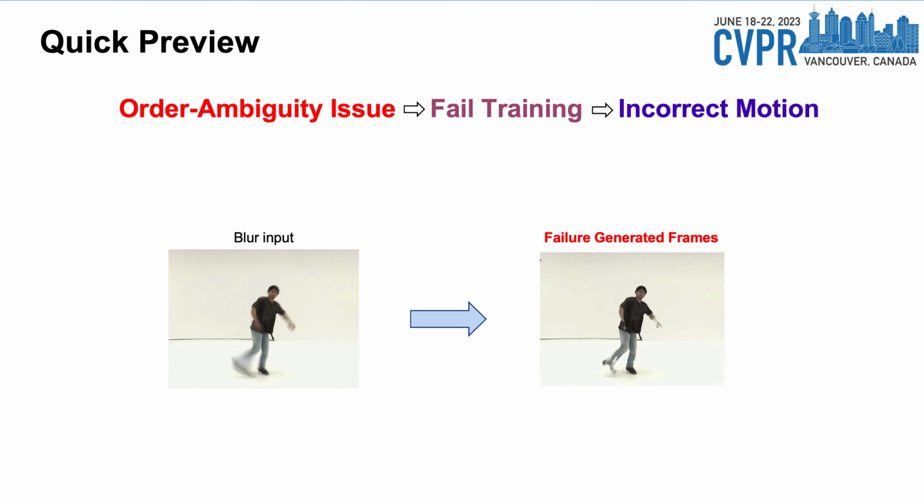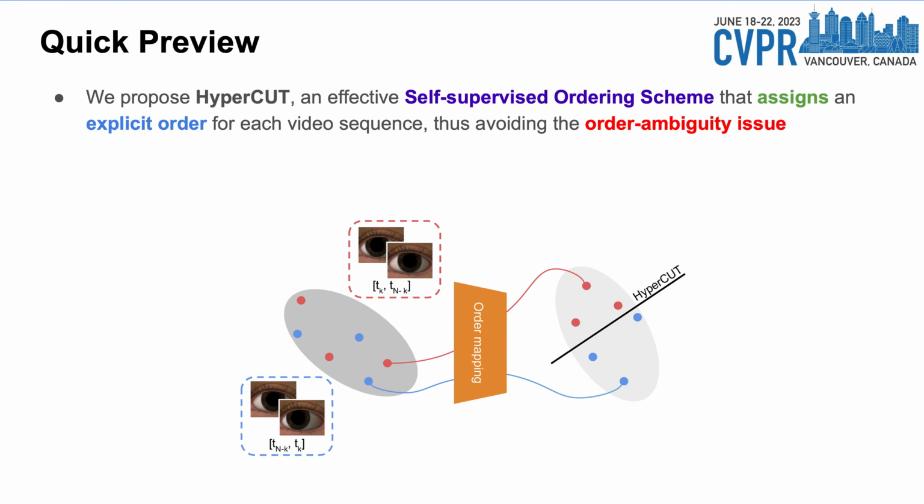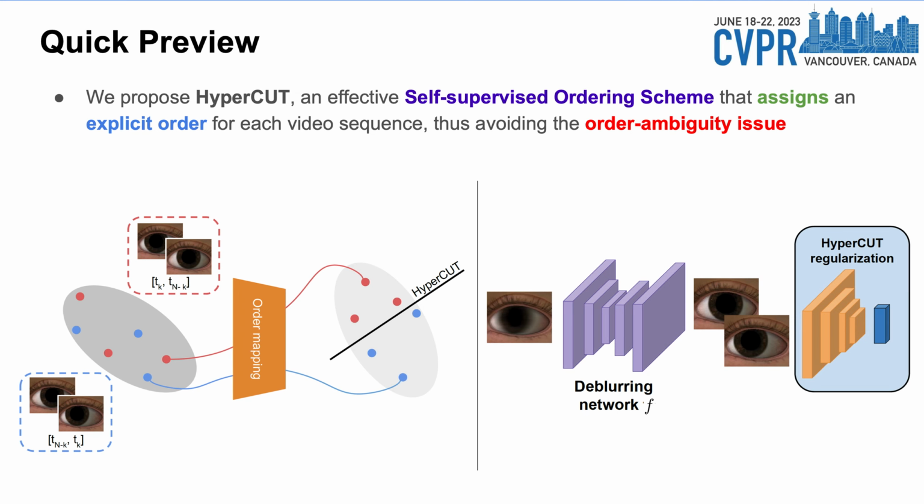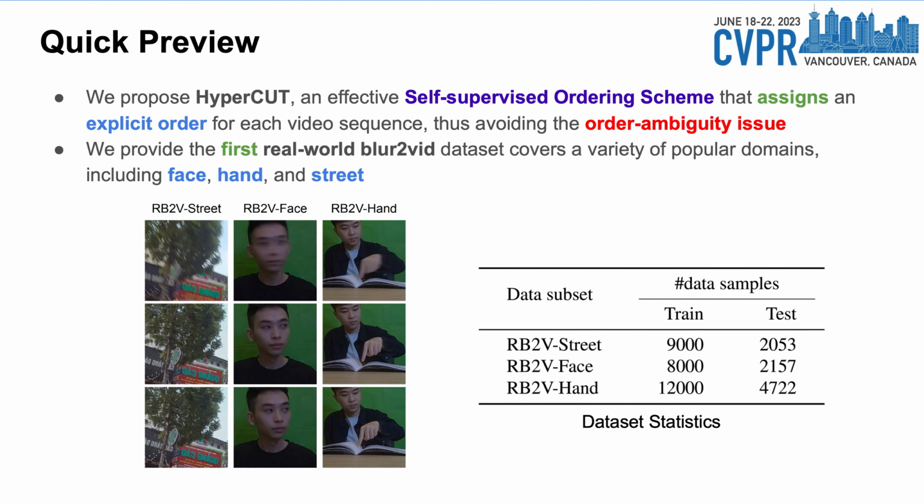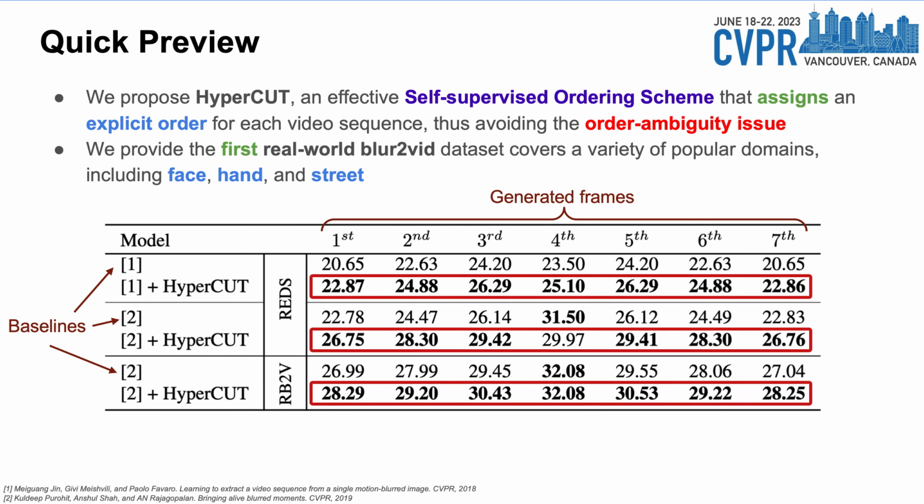motion. In this paper, we propose an effective self-supervised ordering scheme called HyperCUT that assigns an explicit order for each video sequence and embeds it as a regularization when training the deblurring network to avoid the order ambiguity. In addition, we provide the first real-world blur-to-video dataset that covers a variety of popular domains, including face, hand, and street. As a result, our model outperforms the state-of-the-art models in both synthetic and real-world benchmarks.